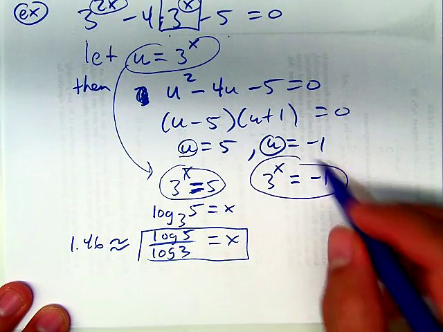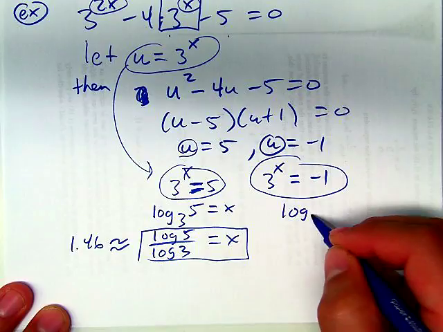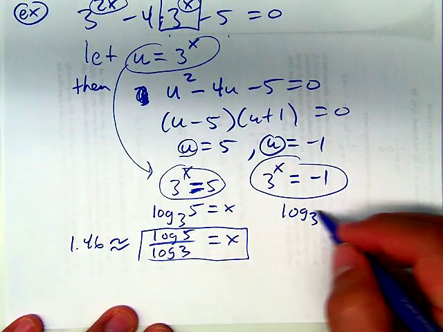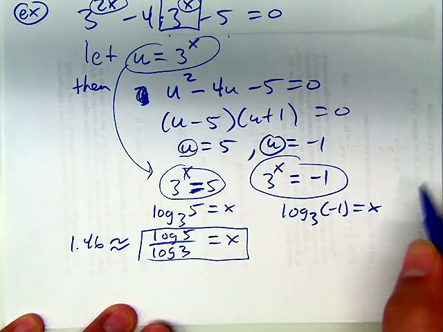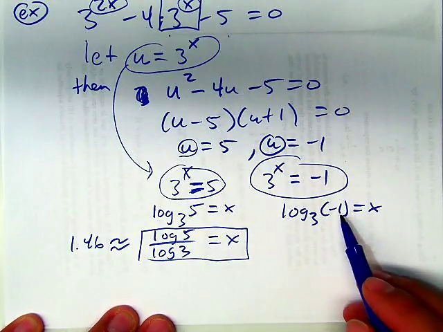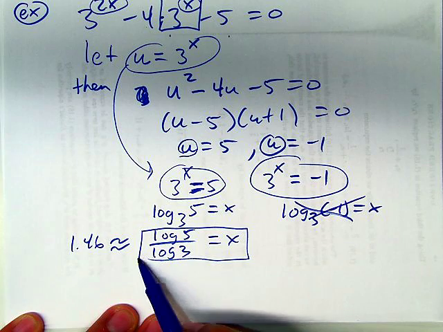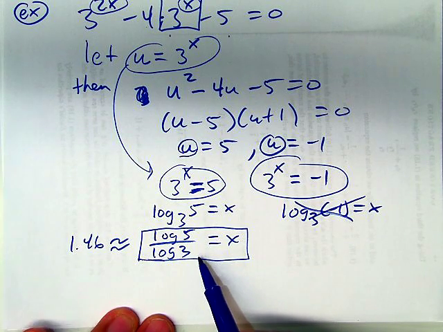And now if I take the second equation, if I try writing it in log form, log base 3 of negative 1 has to equal x. But right here we see that there's a negative inside of the log. We know that that's impossible, so we're going to ignore that case, and this would be the only solution right here. Okay?